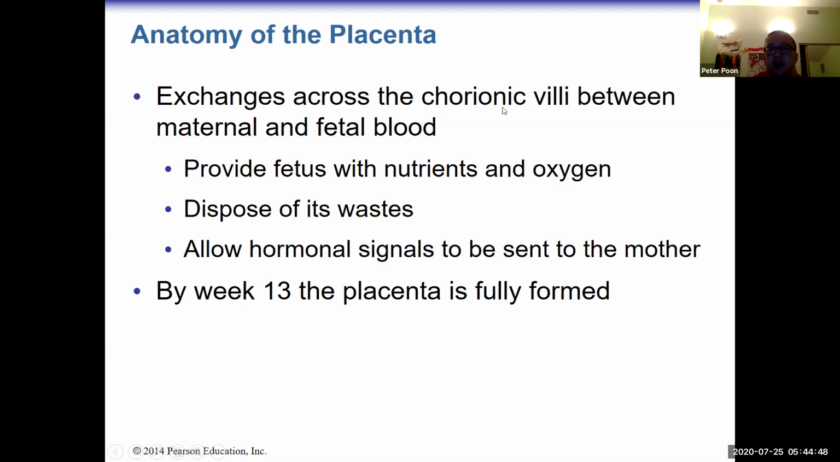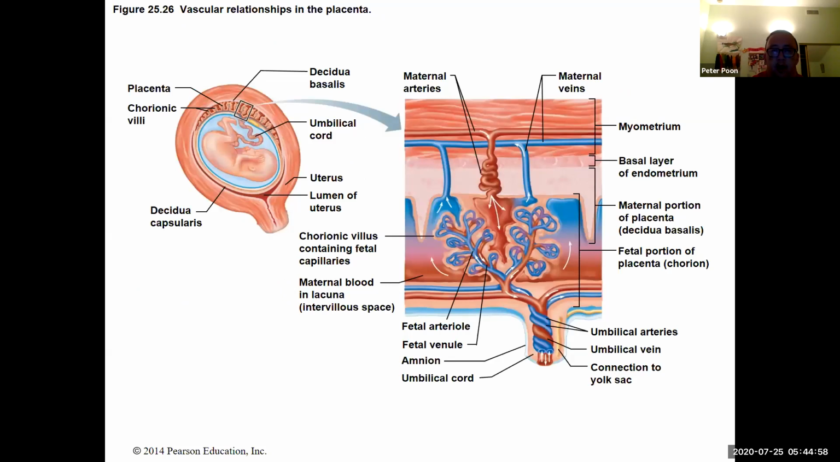So exchanges across the chorionic villi between the maternal and fetal blood. Oh, there you go. That's the picture I was looking for. The maternal blood leaks into these cavities here, and then the fetal chorionic villi actually sample the blood, extract nutrients from the blood. That's why you can cut out one of these and actually look at the fetal tissue, because this is from the fetus. That's why you do chorionic villi sampling.